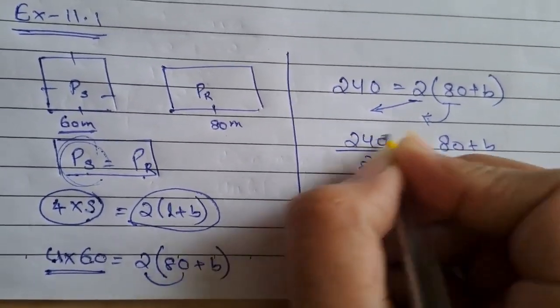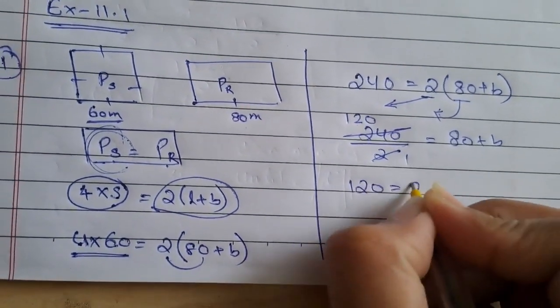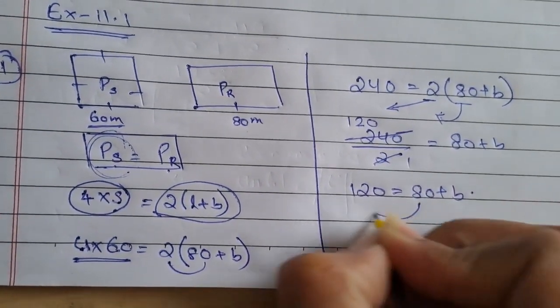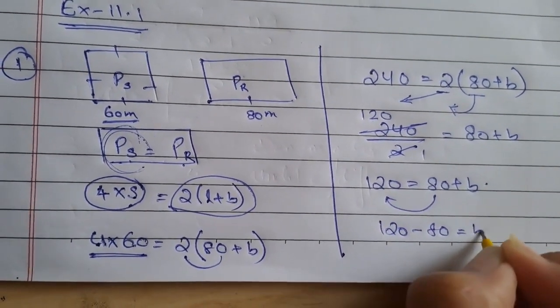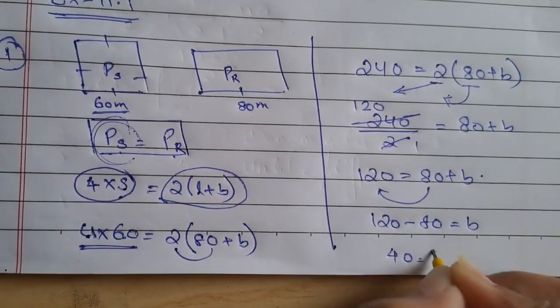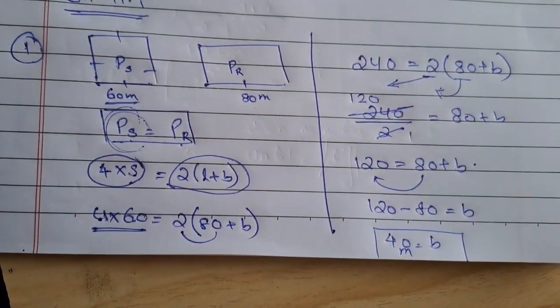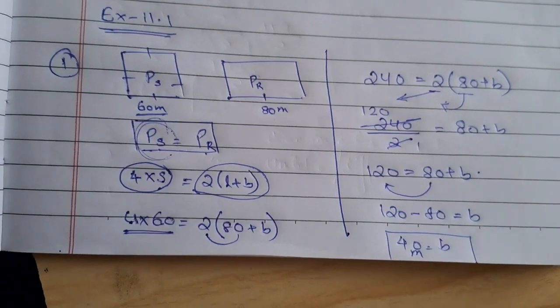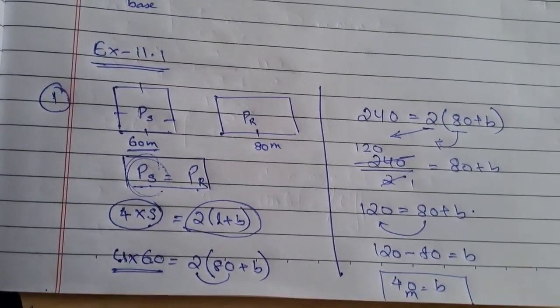2 ones are 2, 2 twos are 4, and 0. So 120 is equal to 80 plus B. Sending it to the other side, 120 minus 80 is equal to B. That is 40 is equal to B. Now 40 what? 40 meters is the breadth I get. Out of nowhere I found the breadth also, no? He didn't even ask me to find the breadth, but I was lucky enough to understand what he said.